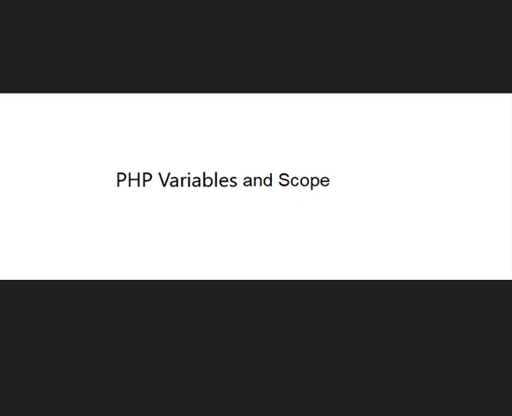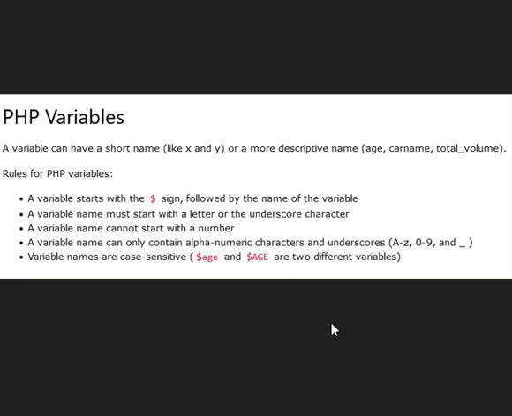Variables are containers for storing information. In PHP we have some rules to follow before writing a variable. First, the variable needs to start with a $ sign followed by the name of the variable. The name must start with a letter or underscore, but not with a number. The name also can only contain alphanumeric characters and underscores, and they are also case sensitive.